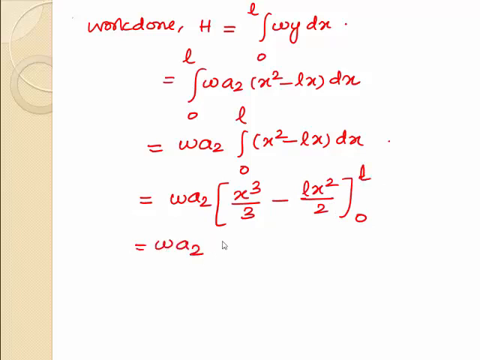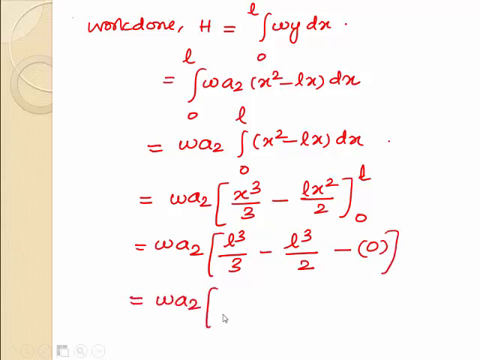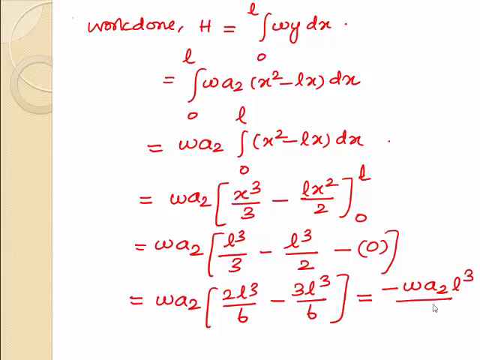Now we can apply the limits. First upper limit: L cube by 3 minus L into L square, L cube by 2, minus lower limit. When we apply the lower limit, all the values will be 0. While taking LCM, 2 L cube by 6 minus 3 L cube by 6. So 2 minus 3 is minus 1, so minus L cube by 6. So minus W a2 L cube by 6 is the work done value.